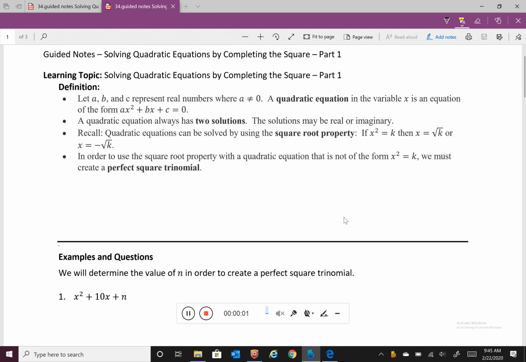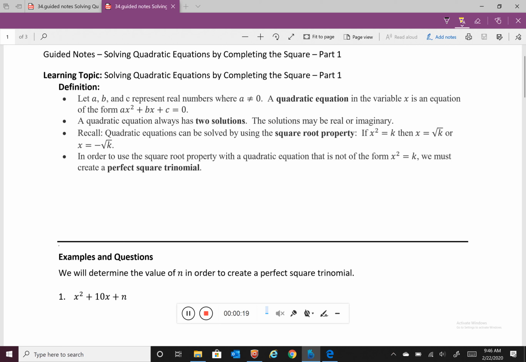We are going to be looking at how to solve a quadratic equation by the method of completing the square. And we will be taking two opportunities to review this process. So part one as well as part two.